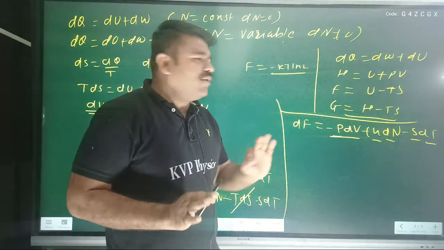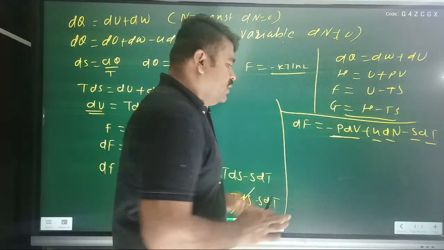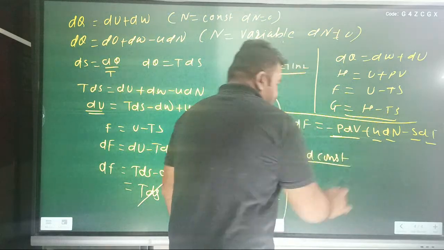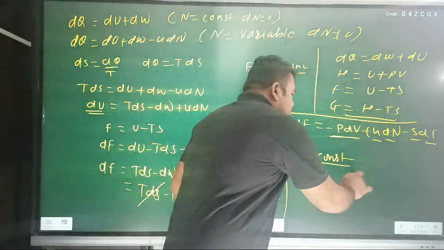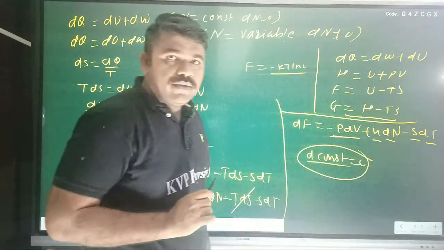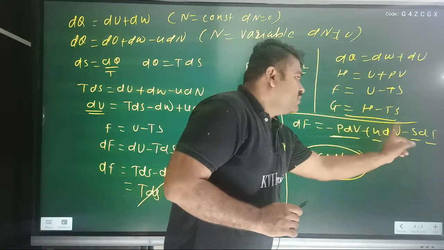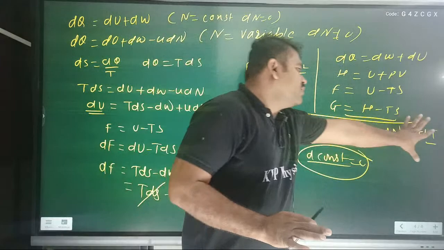This is possible only if V is constant. Yes or no? If any quantity is constant, the derivative of a constant is 0. The derivative of a constant is equal to how much? 0. Okay. So suppose we want the pressure, then we must make these two quantities become 0.